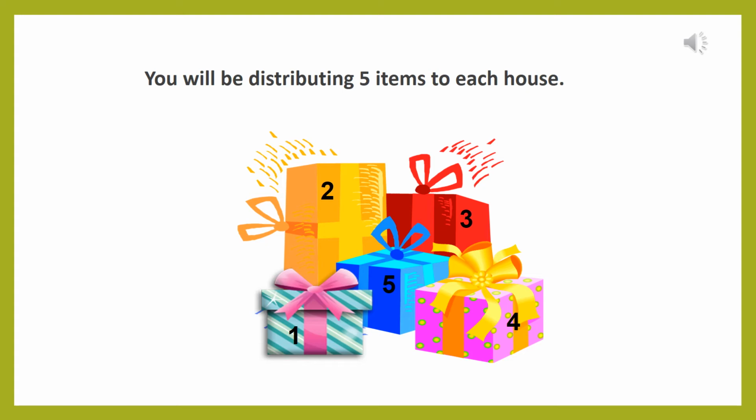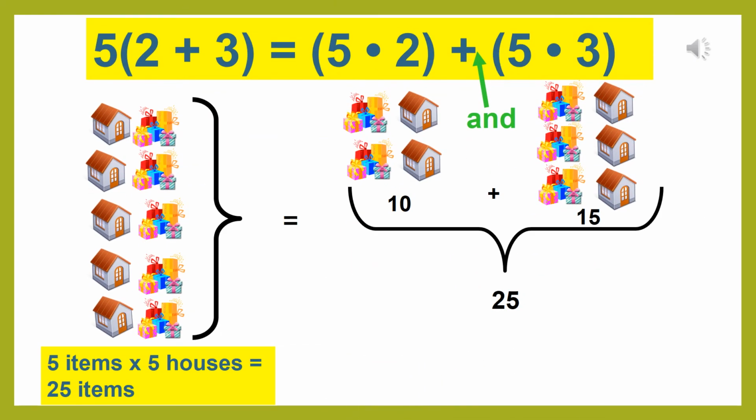Look at this situation, in which you will be distributing 5 items to 5 houses in 2 different streets. Here, we have 2 possibilities. In the first case, you went to 2 houses on one street and 3 houses on a different street, and every family bought 5 items. In the second case, you went to 3 houses on one street and 2 houses on a different street, and every family bought 5 items. As you can see here, in both cases, you distributed 25 items altogether.